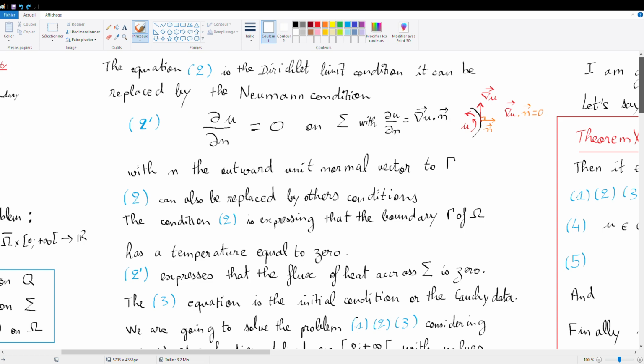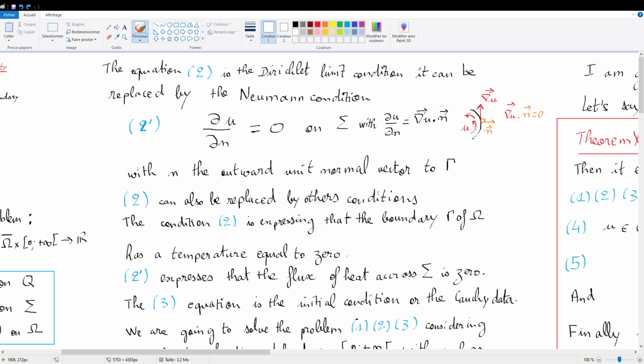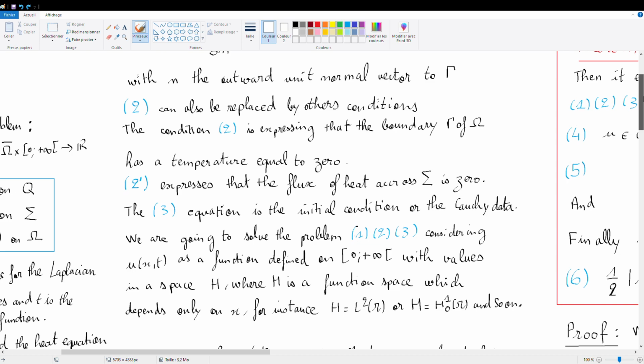2' expresses that the flux of heat across sigma is 0, because if we look at the little illustration over here, the gradient of u, so the variation of temperature, is perpendicular to the vector n, and it means the variation of temperature across the boundary is equal to 0. The third equation is the initial condition of the Cauchy data.